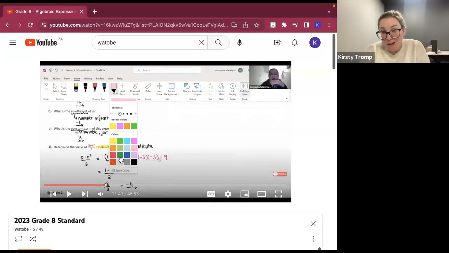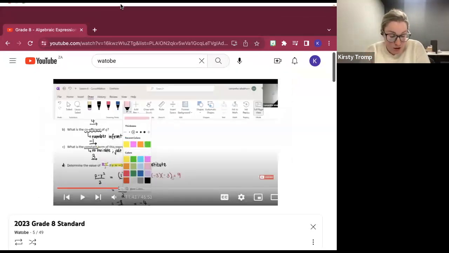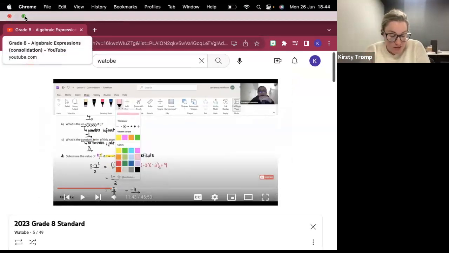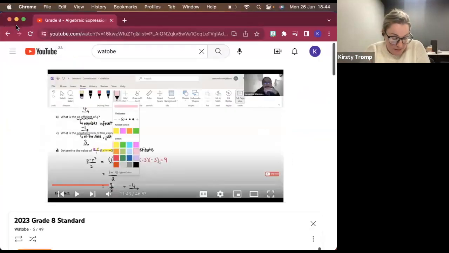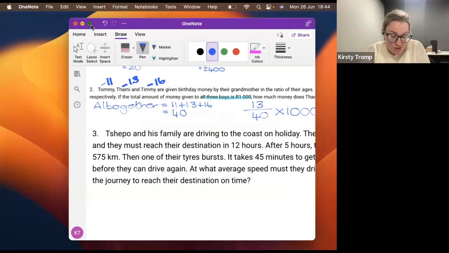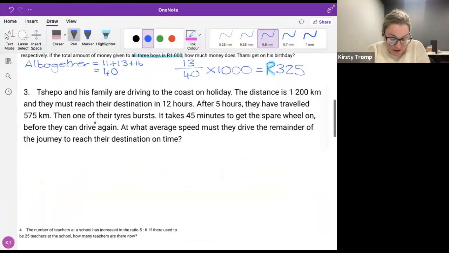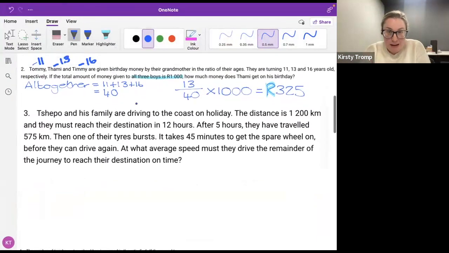They can also be found on Watobe's website. If you're a Watobe member, you'll also have access to the older Watobe lessons there as well. So I hope that you're making use of those, guys, and that you're able to find them. If you're not able to find them, you can also send a message to Watobe if you're not sure. But I hope that that has helped a lot and that you make use of those in the future.